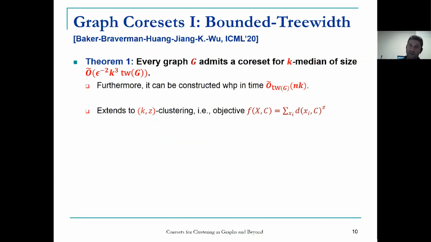So in the first of the two papers, we actually focused on bounded tree-width graphs. And we showed the following theorem: every graph of tree-width t admits a coreset of size epsilon to the minus 2, k cubed, but now with the tree-width of the graph. The tree-width is some sort of way to bound the generality of the graph. I'm going to talk about it in the next slide. If you're not sure what it is, think of a tree for now. A tree has tree-width 1.